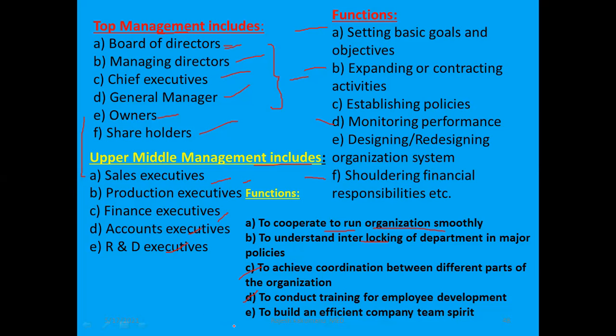Next point, to build an efficient company team spirit. In the upper middle management system, you have a group of people whose aim is to build an efficient company team spirit, that is sales executives, production executives, finance executives, etc. These are the functions to be done by the upper middle level people. Right, understood?